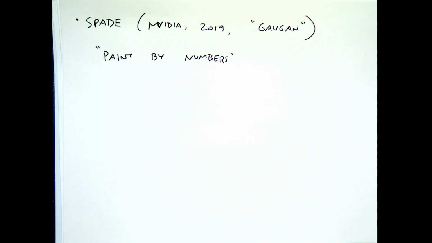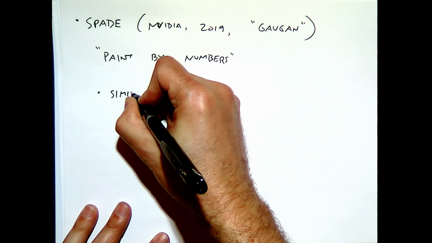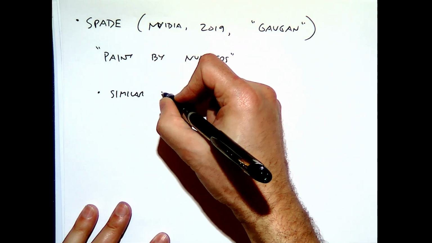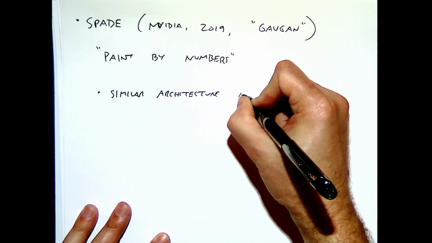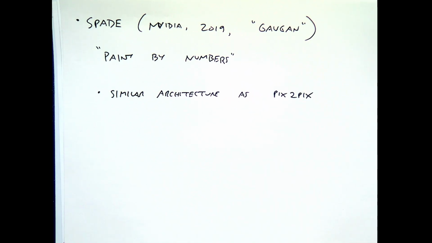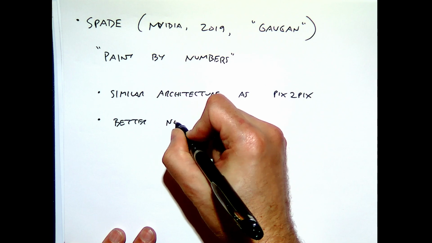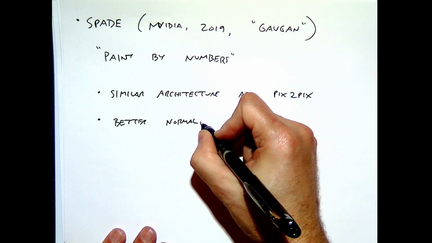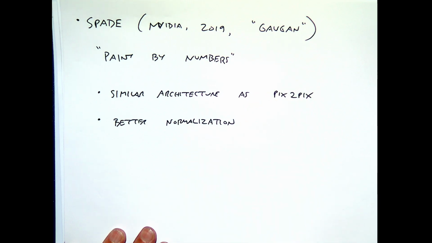So the network architecture is very similar to Pix2Pix, because remember that Pix2Pix could also do this kind of paint by numbers application. The key contributions, at least as far as I can tell, are a better way of normalizing things that made the results more conformal to the segmentation mask. So a better way of doing normalization.